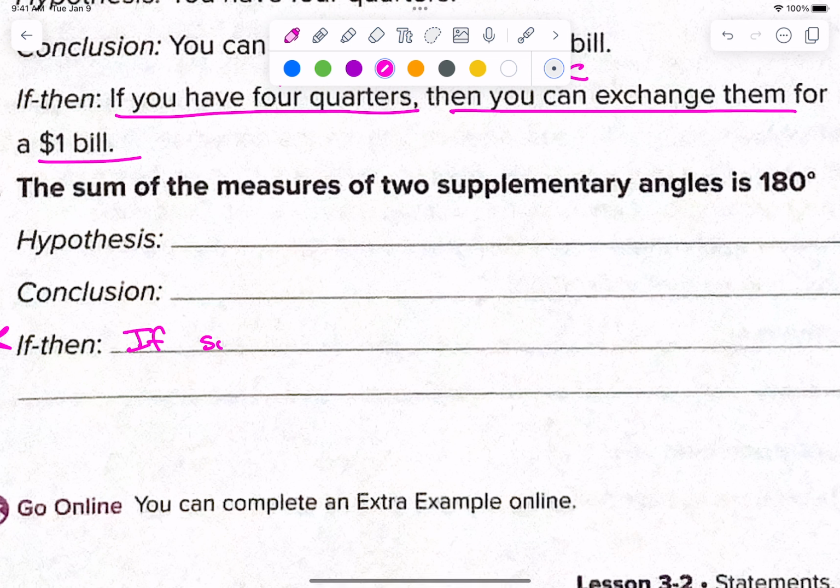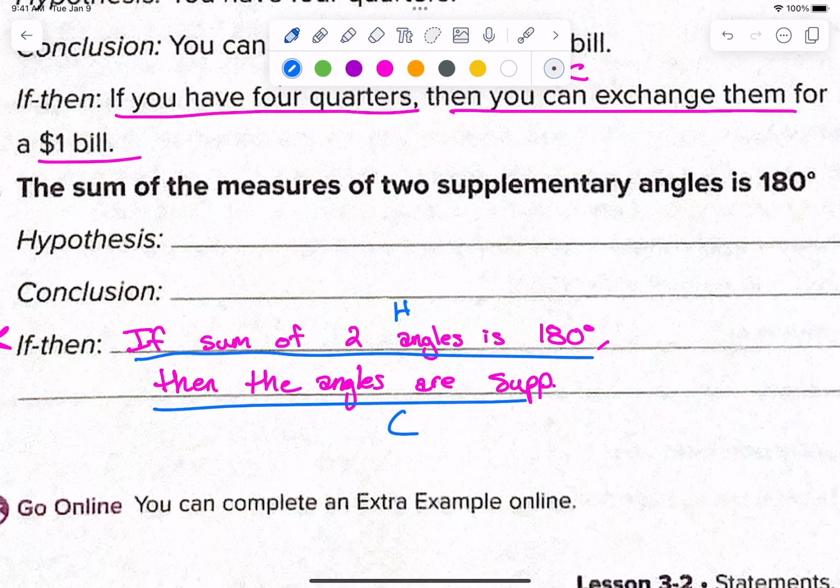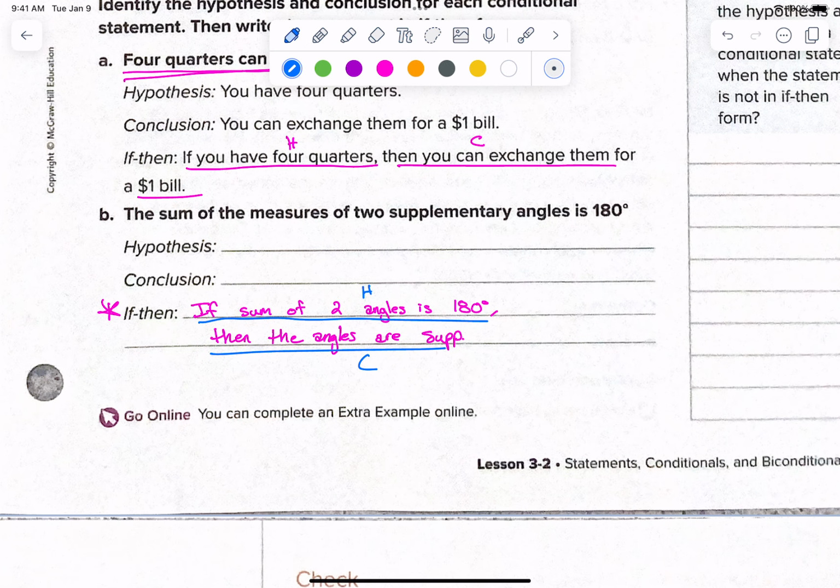So if the sum of 2 angles is 180 degrees, then the angles are supplementary. Could you do that another way? Yes. Could we do if supplementary, then they add up to be 180? Sure, we could do it that way too. All right, so if that's the case, hypothesis is the if part, conclusion is the then part, okay? So conclusion would be supplementary, hypothesis would be 180. Happy with that? That's not too bad. So sometimes you have to add and be a little bit creative when you're doing this, okay? Adding in some extra words.